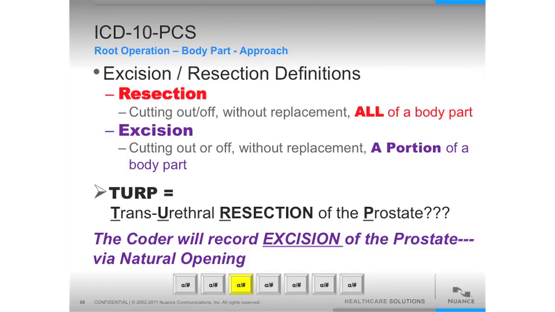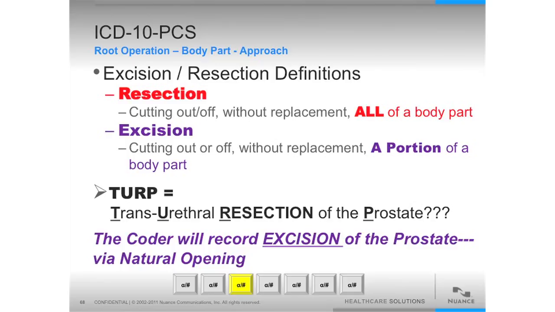Sometimes our definitions are very precise for the coders, but they don't correspond to what we believe because, again, we see something differently in terms of body parts. A resection, by definition for the coders, is all of a body part. And an excision is a portion of a body part. Why is that a problem? Well, it's a problem mostly because we say TURP, and we say transurethral resection of the prostate. Are we removing the entire prostate? No. So the reality is that's going to be considered an excision.